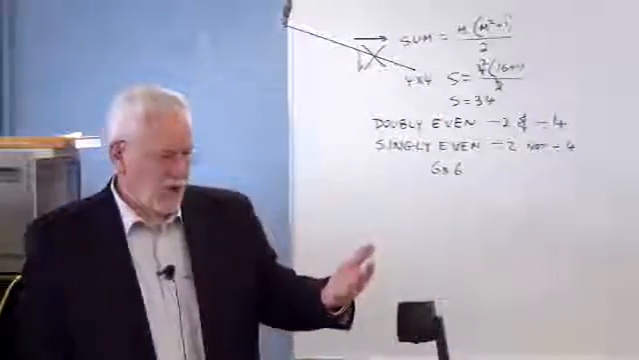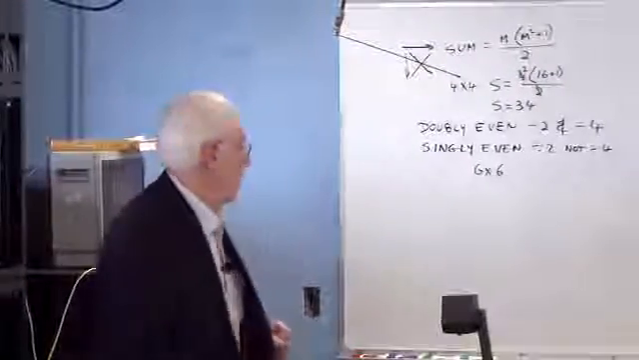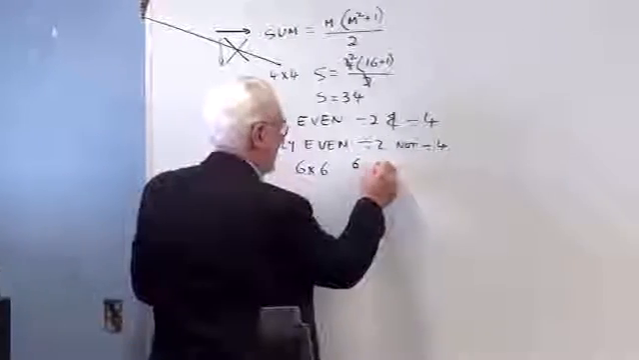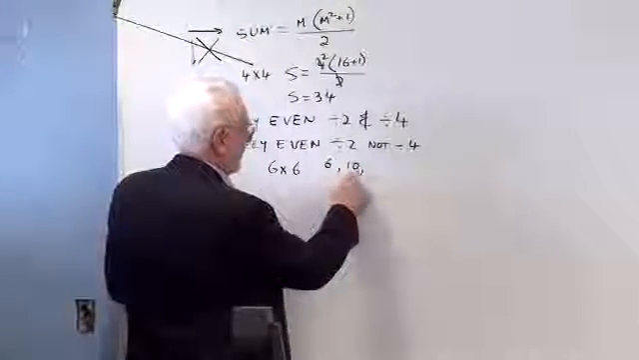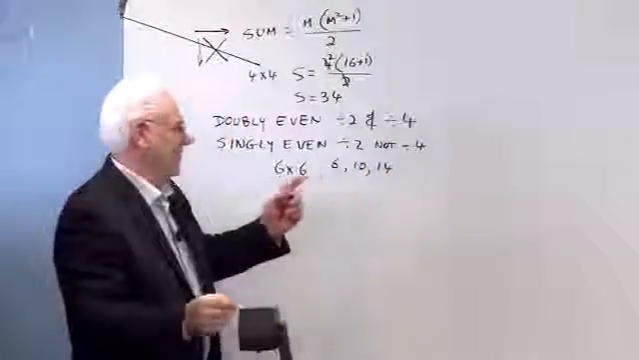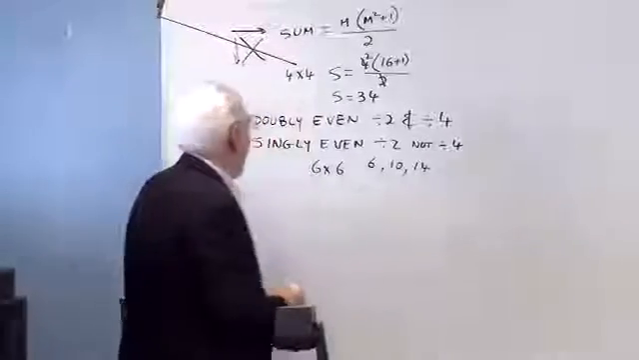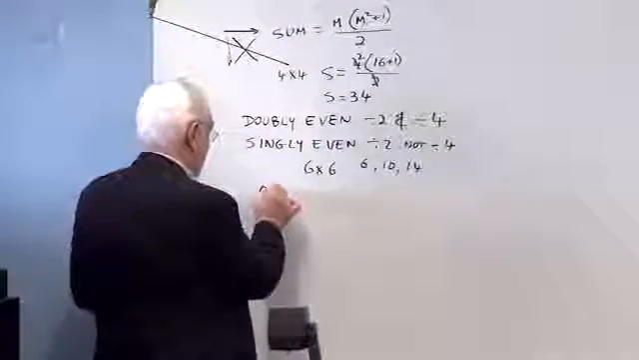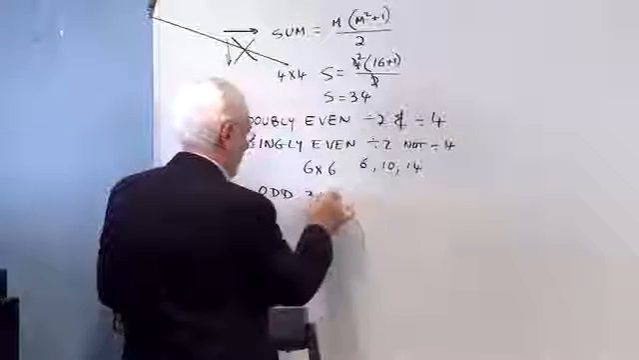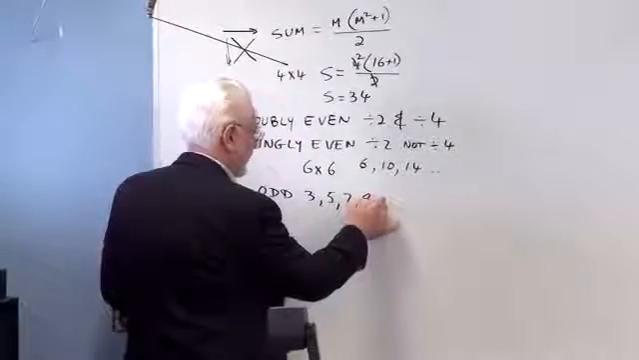So 4, 8, 12, 16, those are all doubly even. But 6, 10, 14, etc., are not divisible by 4. So those are singly even. Okay? And then there's the odd magic squares. The odd, like 3, 5, 7, 9, etc.